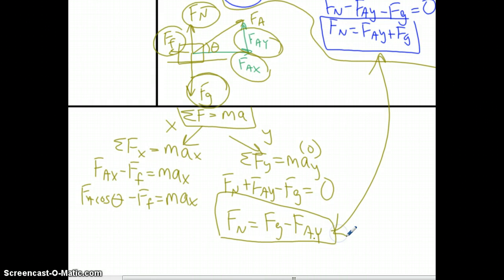Okay. Is MAX, is that mass times acceleration of X? MAX. Shelly, what was your question? Is that the mass times the horizontal acceleration? Yeah, mass times the horizontal acceleration.